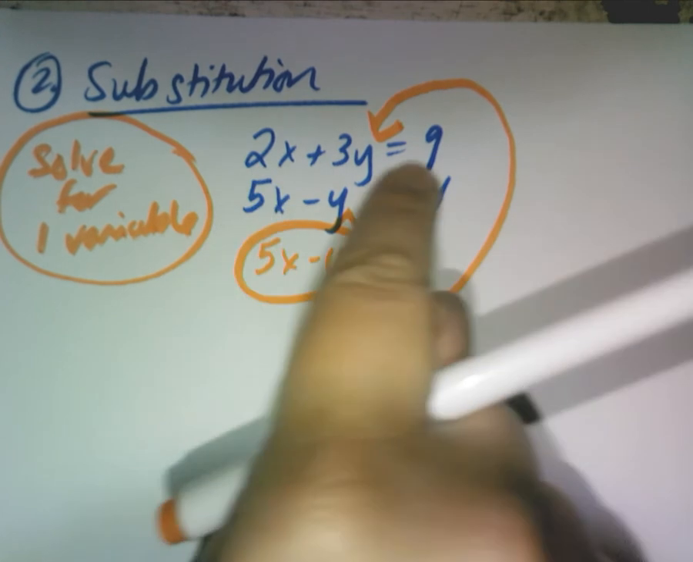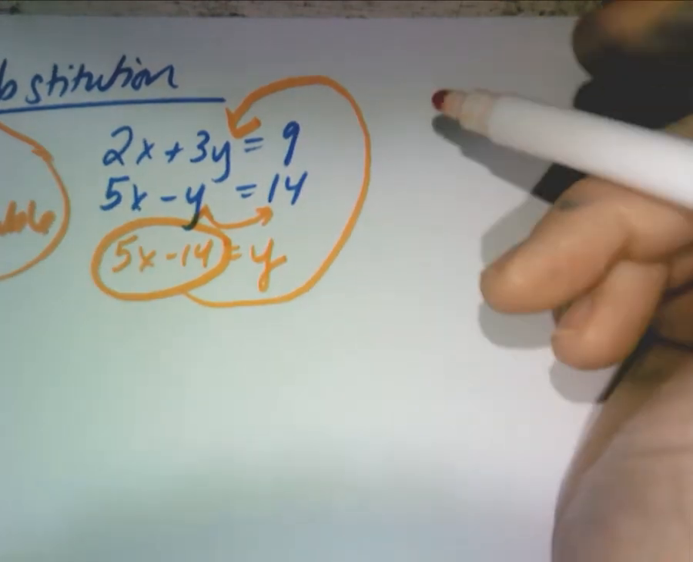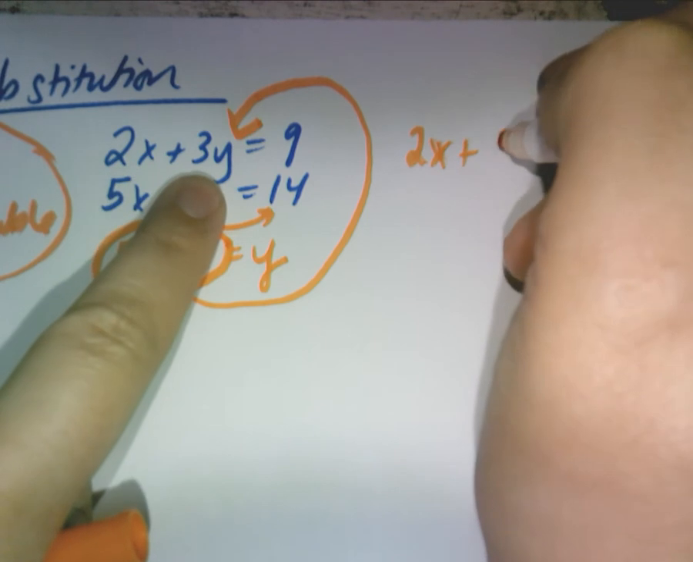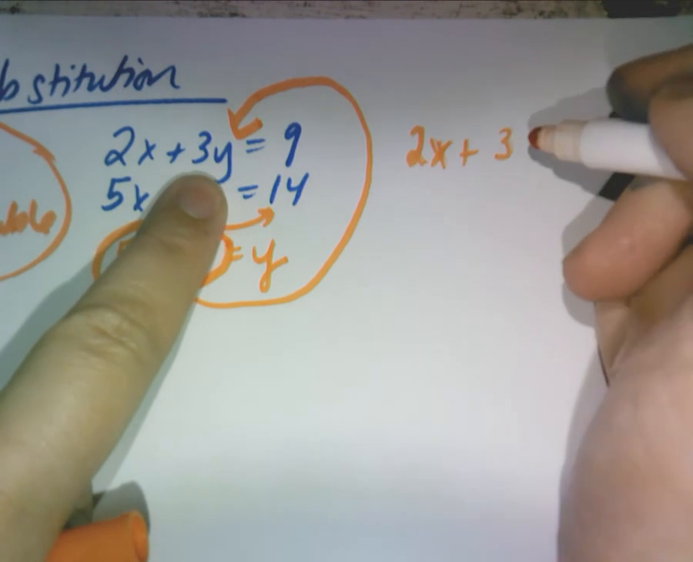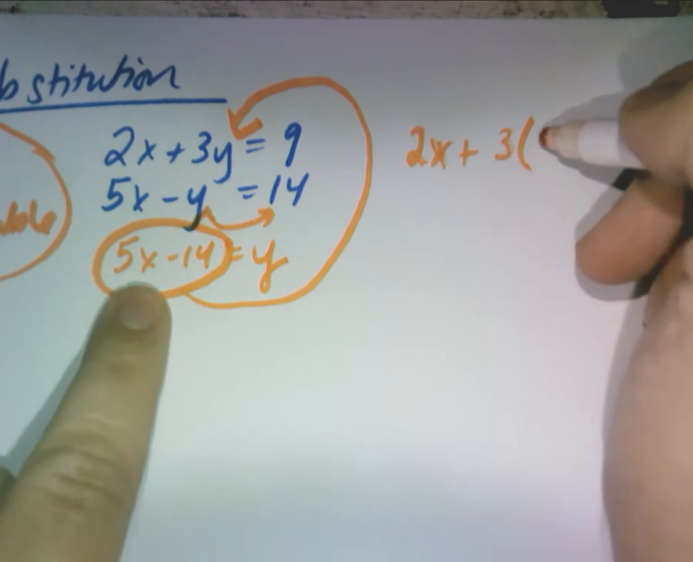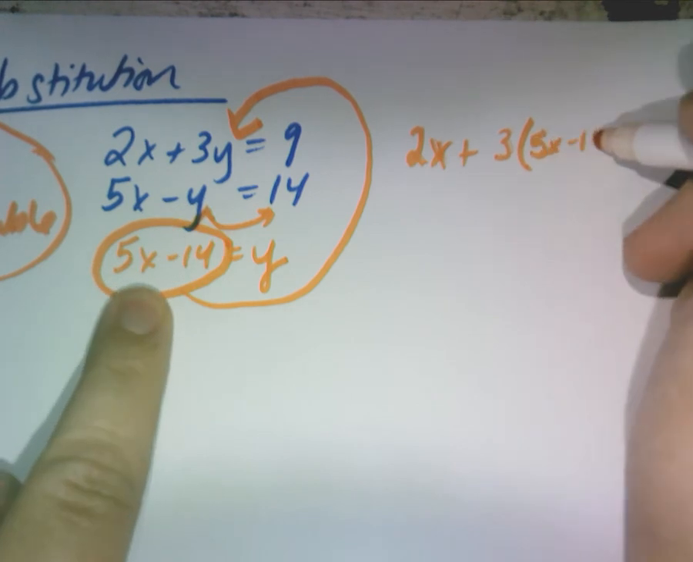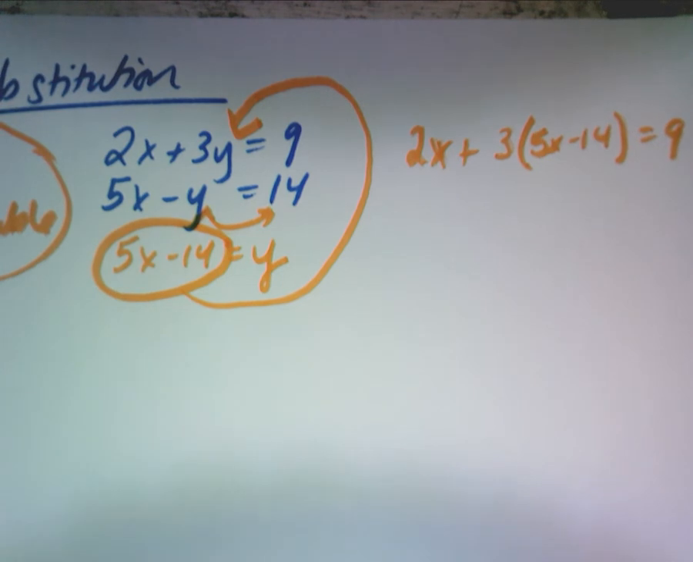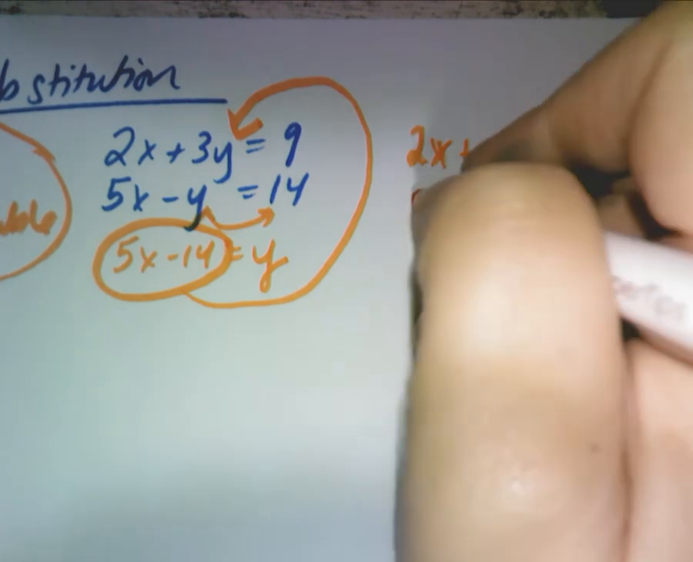So you rewrite this top equation now. So you have 2x plus 3 times, and now instead of y, you substitute 5x minus 14, equal to 9. This is the substitution. I subbed it back in. I took the bottom one and subbed it into the top, or you could take the top and sub it into the bottom, okay? And you need to practice these.